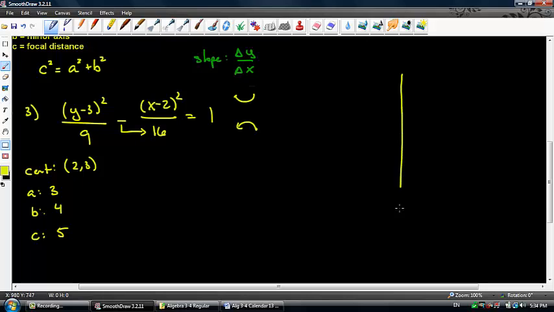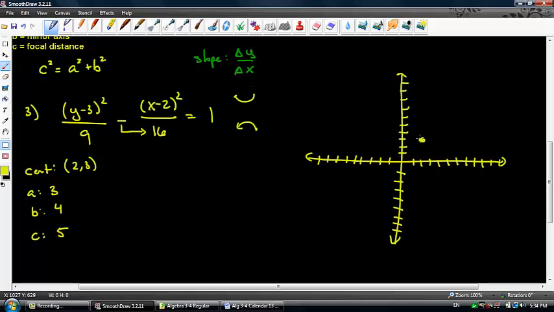So let's go ahead and graph this out. My center is at 2, 3. 2, 3 is here. I'm going to move out 3 spaces in each direction. 1, 2, 3. 1, 2, 3. And then up and down 4. 1, 2, 3, 4. And then 1, 2, 3, 4. Again, the hyperbola is one of those strange conic sections where the minor axis can actually be longer than the major axis. Draw your asymptotes through the corners of the box.